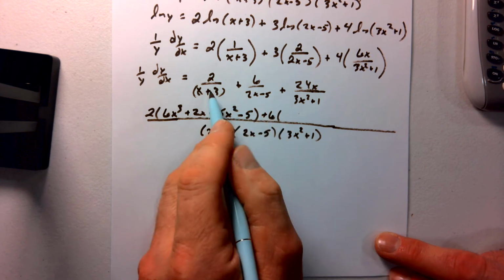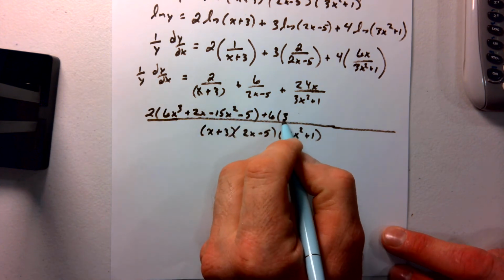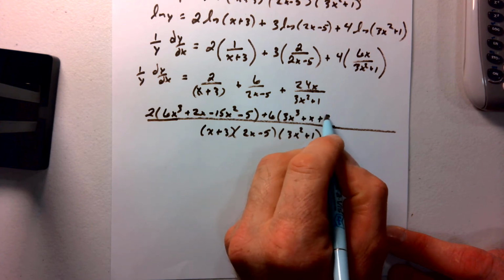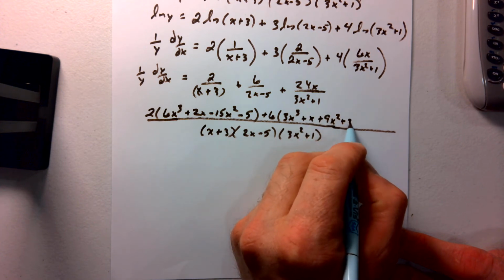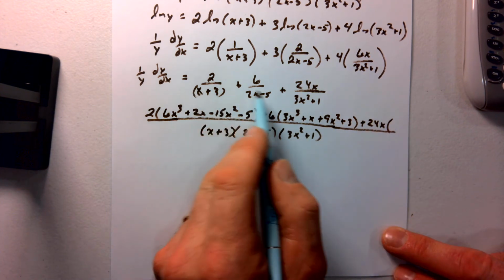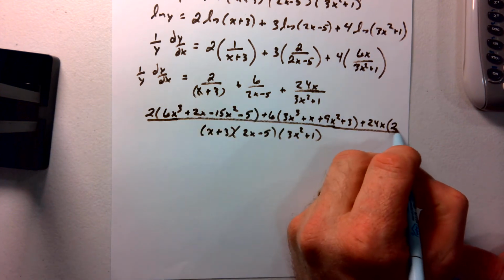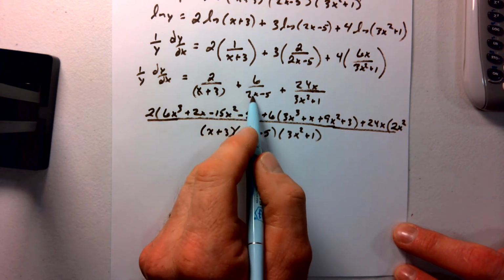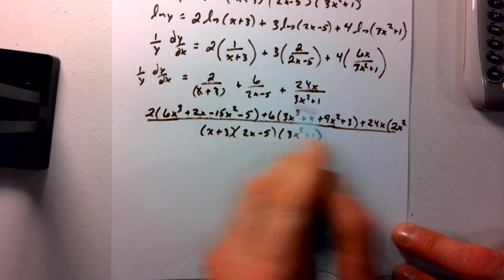My 6 is going to get these 2, so that's going to be a 3x to the third plus x plus 9x squared plus 3. I know I'm going to run out of room. My 24x is going to get these 2, so we get 2x squared. I have 6x and then minus 5x, so that's a plus 1x.